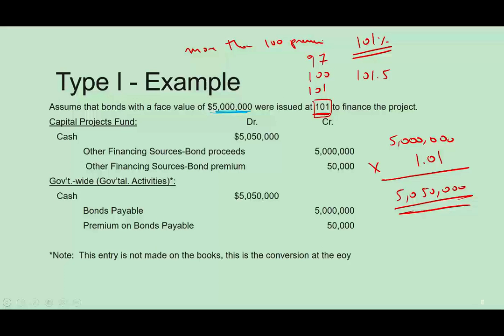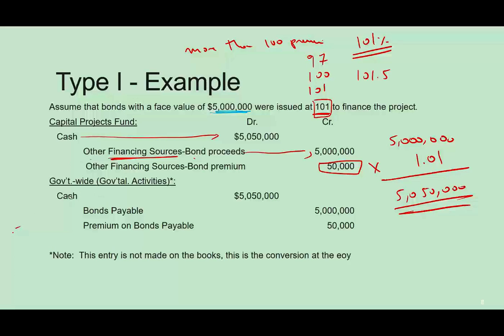Okay? So the capital project fund will debit cash $505,000, credit other financing sources, bond proceeds $500,000, and credit other financing sources, bond premium $5,000. So notice we account for the premium and the bond separately. Now, if you were using accrual accounting, which is intermediate accounting, you would debit cash, credit bonds, credit premium. This is what you do on the government-wide financial statement. Eventually, you're going to have to reconcile those two, but this is just showing you how it works.